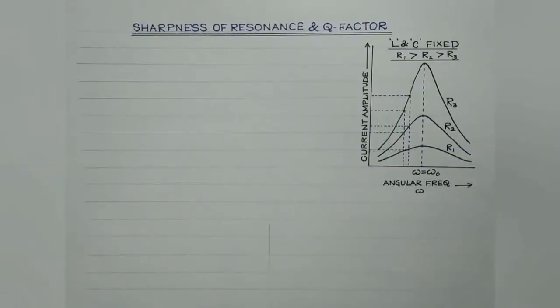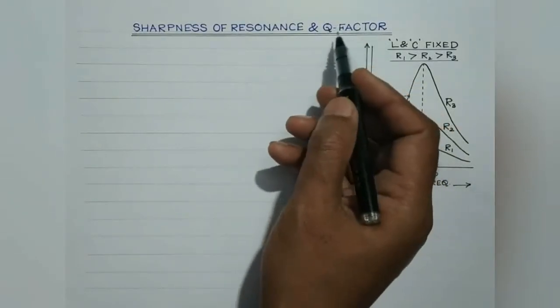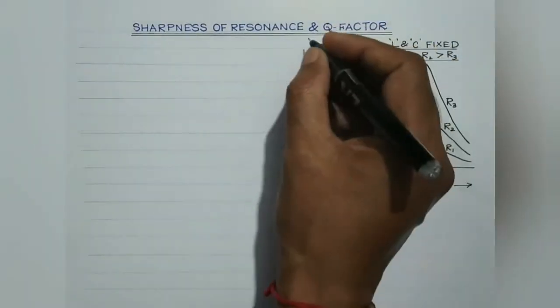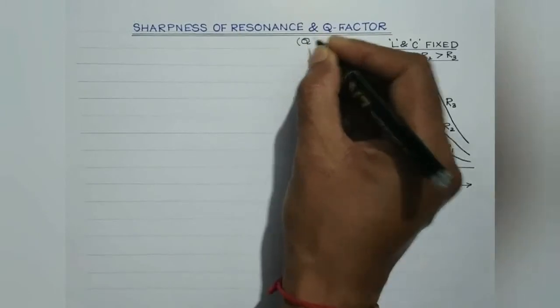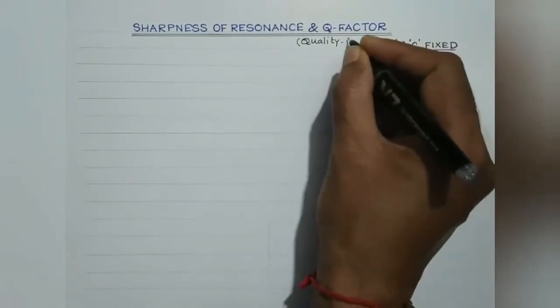Now let us discuss the sharpness of resonance or Q factor. Q factor is actually known as the quality factor. Q factor is known as the quality factor.